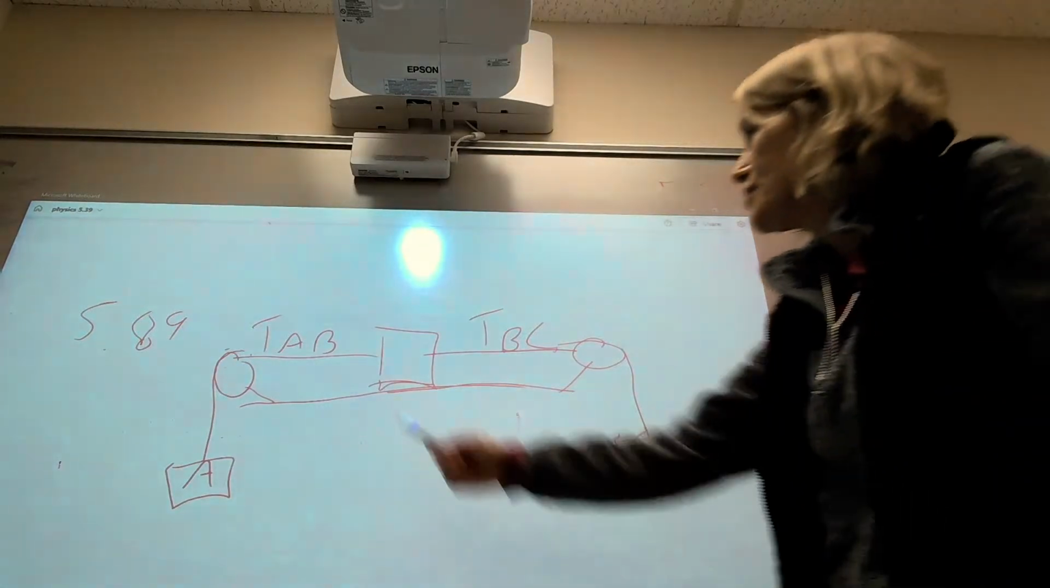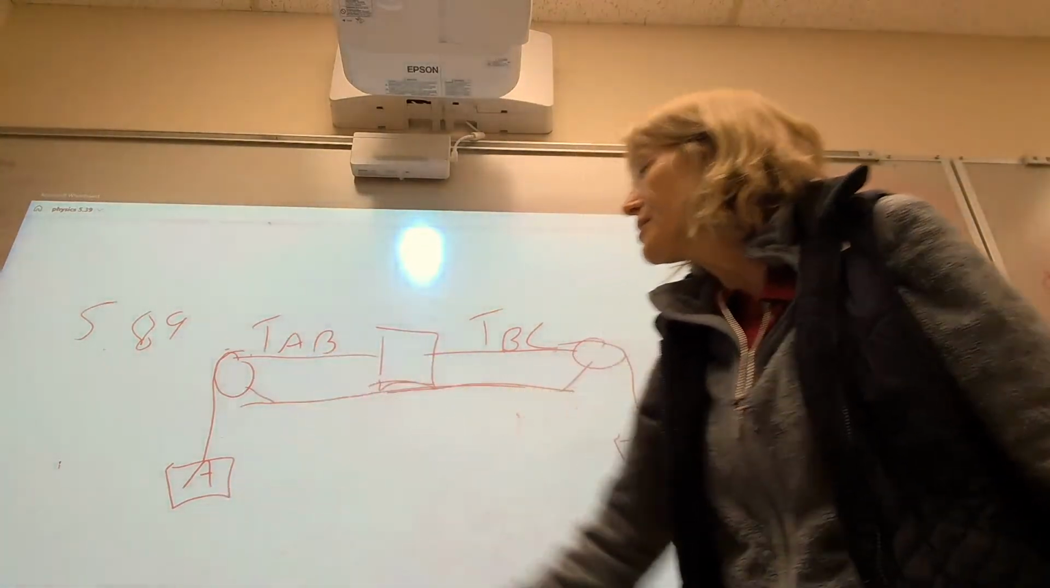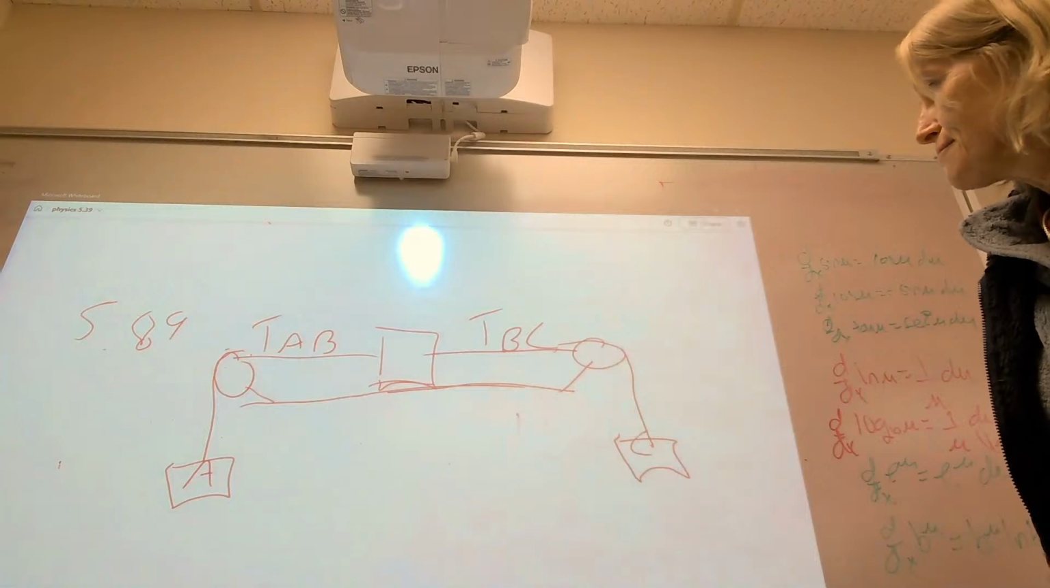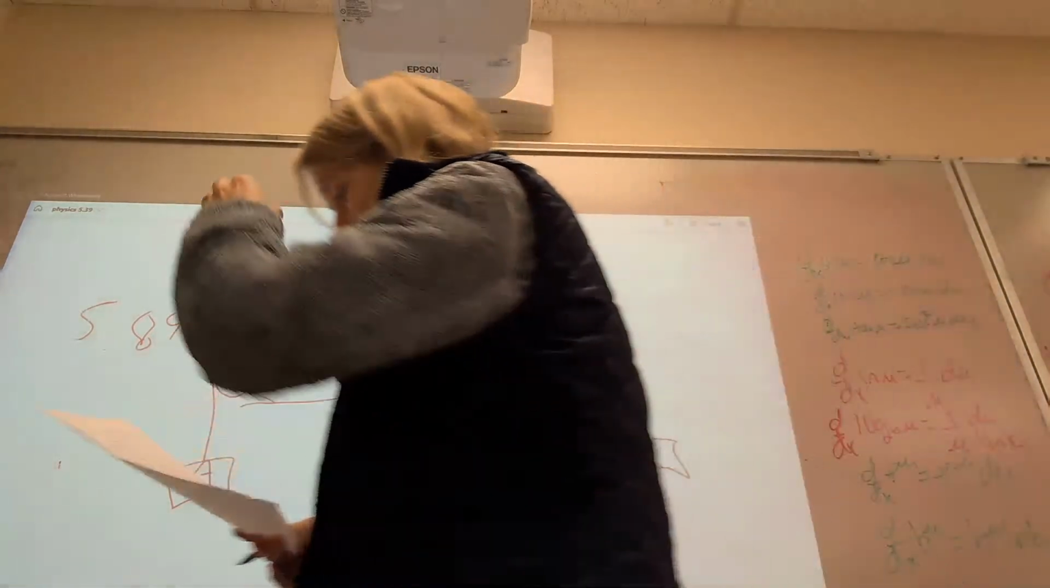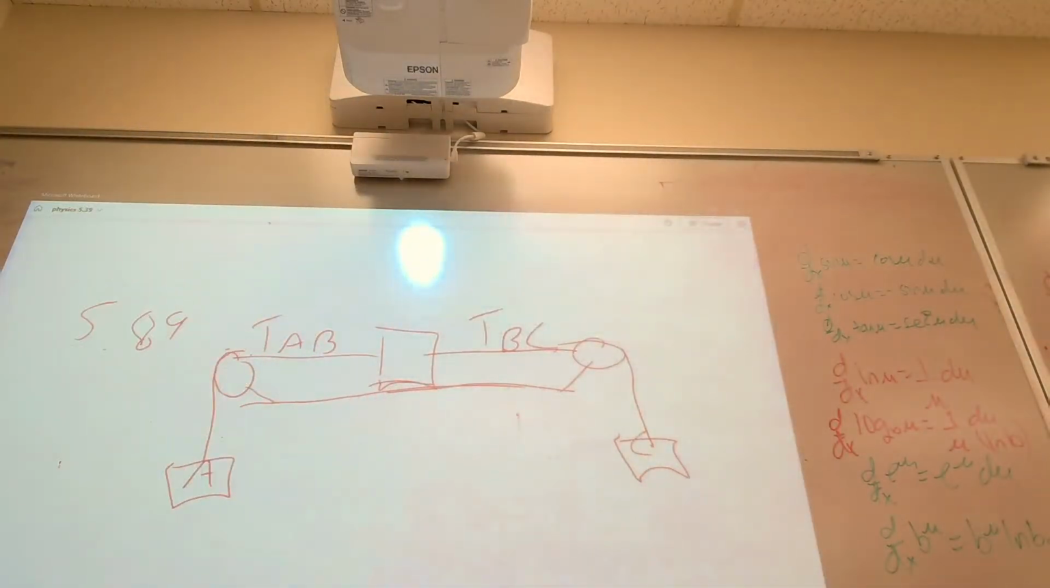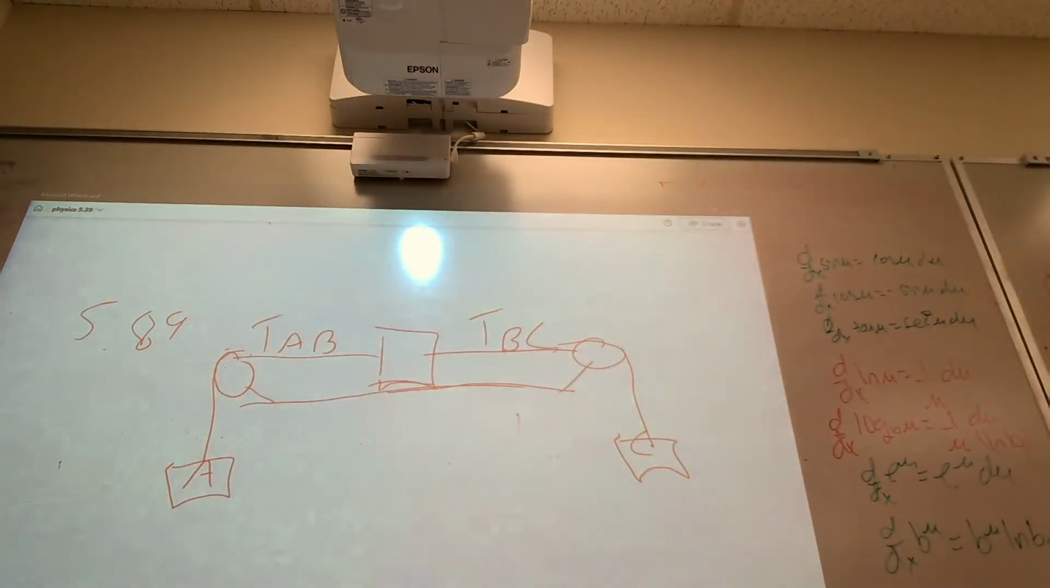Okay, so you know you've got these 2 different tensions. This tension here is the same as that one there. So you have 3 blocks. So write your sigma Fy for the 2 hanging blocks, your sigma Fx and sigma Fy for block B. So you're going to have 4 sigma equations. 3 sigma Fy and 1 sigma Fx.